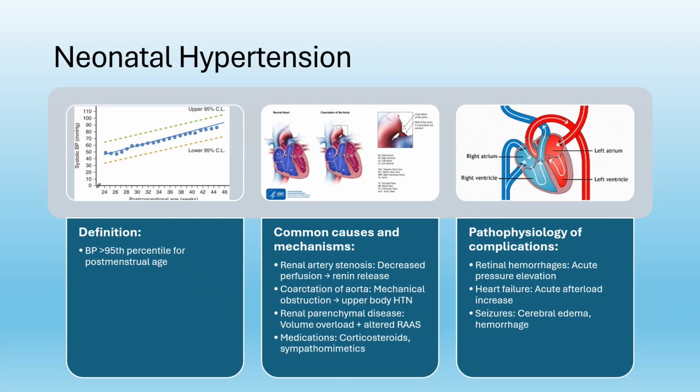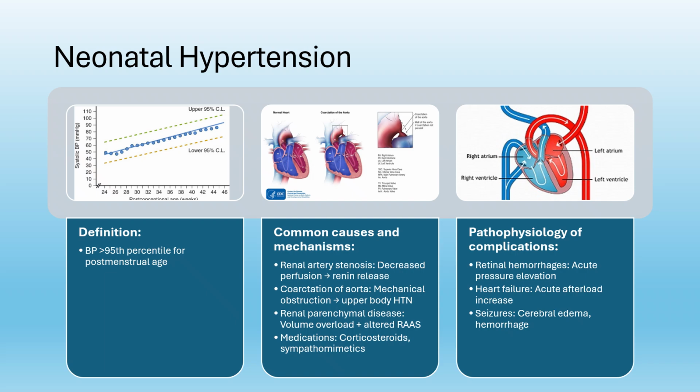Renal parenchymal disease causes hypertension through combined volume overload and inappropriate renal RAAS activation. Damaged nephrons cannot adequately excrete sodium and water, leading to volume expansion. Simultaneously, scarred or ischemic renal tissue continues producing renin despite volume overload.